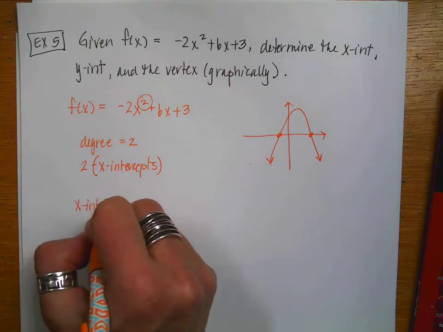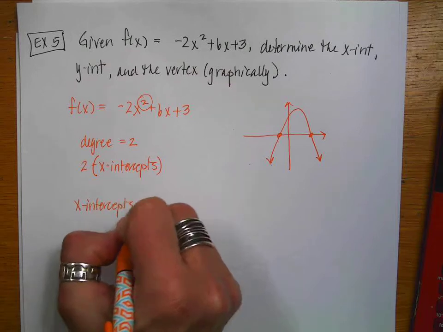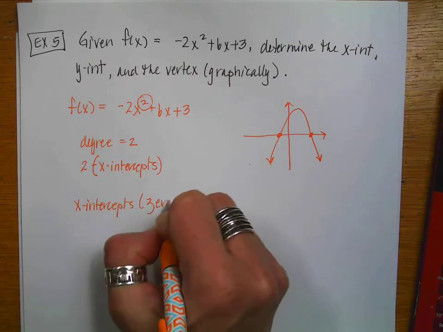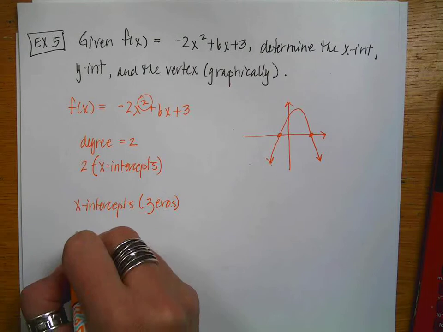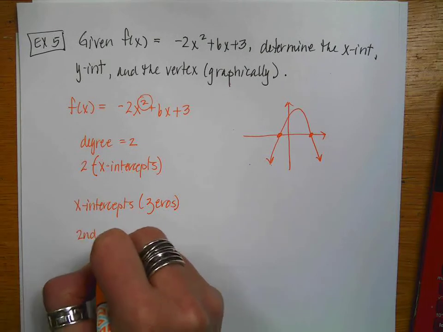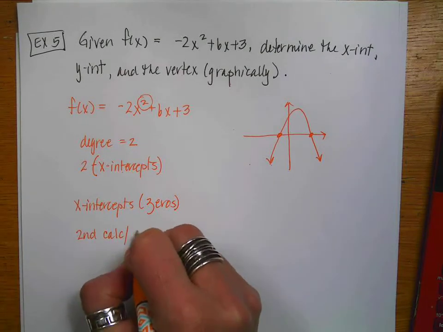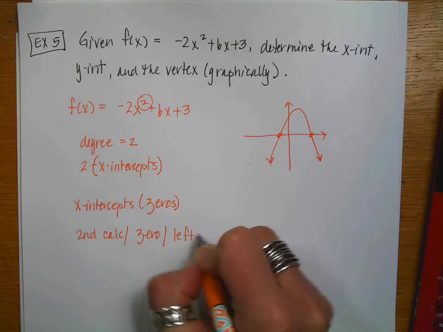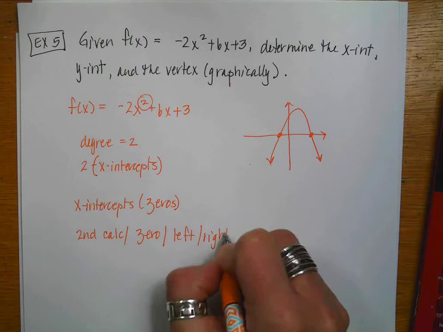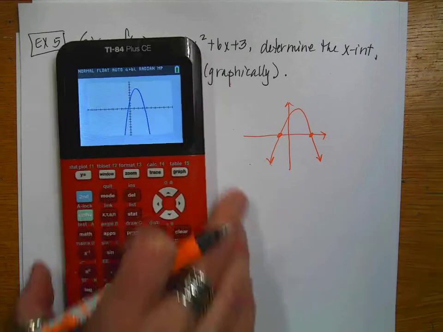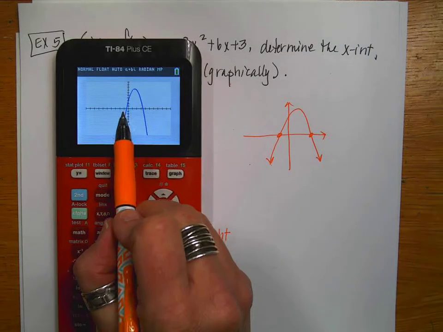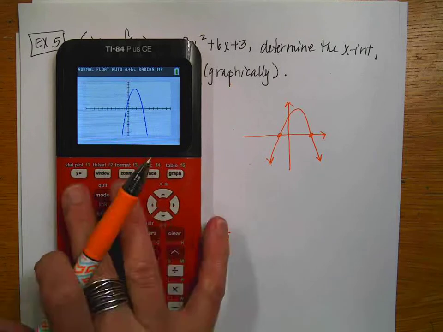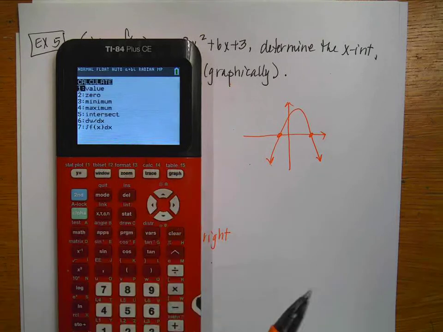So to find that in my calculator, I'll write down the steps first. To find your x-intercepts, which are also called the zeros, I'm going to do second calculate 0, and then left, and then right, and then we'll enter. So let's go through that process. I want to find this one first.